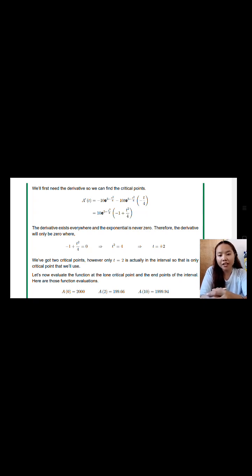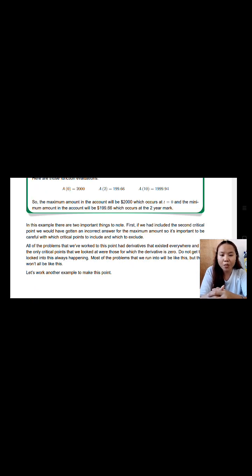Here are those function evaluations. A of 0 is equal to 2,000, A of 2 is equal to 199.66, and A of 10 is 1,999.94. So the maximum amount in the account will be $2,000, which occurs at t equal to 0, and the minimum amount in the account will be $199.66, which occurs at the 2-year mark.